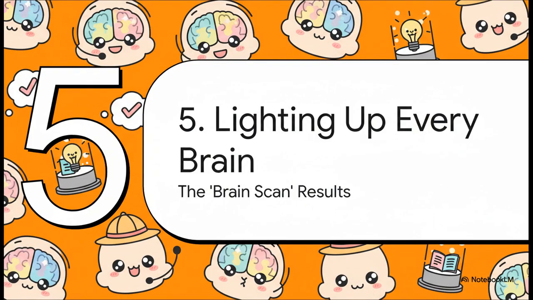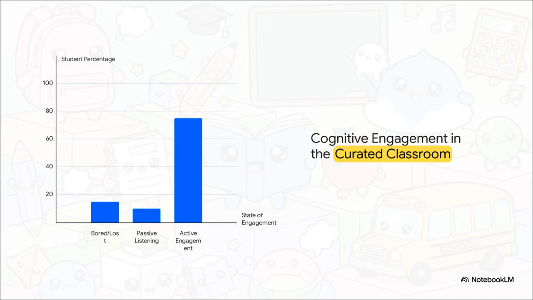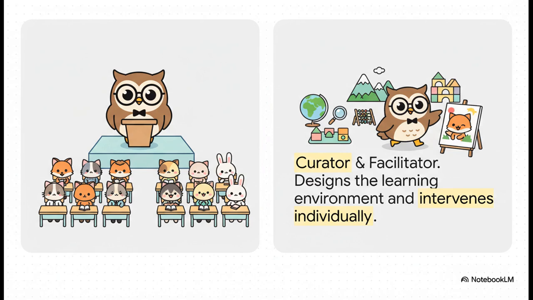So we've built our exhibition, we've given our students their tour guides, and we've put in that all-important reality check. So what happens now? What happens when we fire up that metaphorical brain scanner again? The change is, well, it's huge. Just look at this. The zones for bored and lost, they just shrink away. Passive listening basically disappears, and that bar for active engagement skyrockets. What we're seeing now is a classroom full of brains that are lit up, active, and working at their own perfect pace.